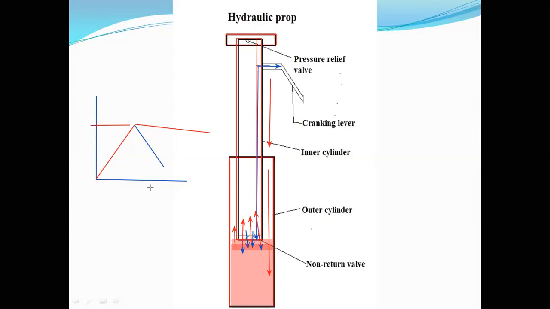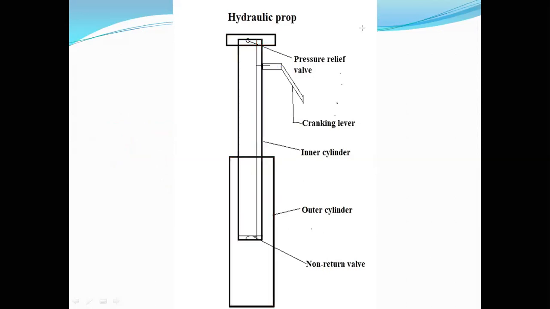So this behavior is called yield property. It is still continuing to carry the same load, but it is gradually going down, but it won't fail. That's all. This is about the principle of working and the construction details of the yield prop or hydraulic prop. Hope it is very clear. So let's move on.